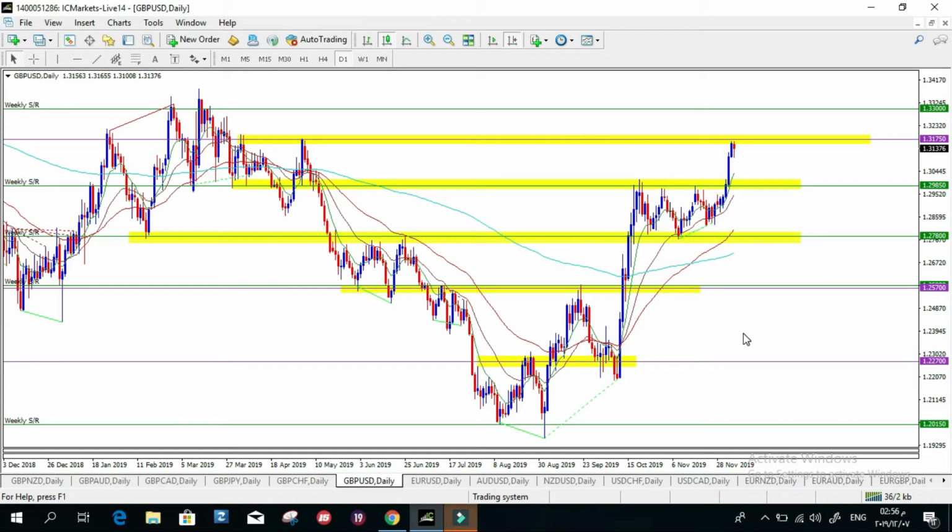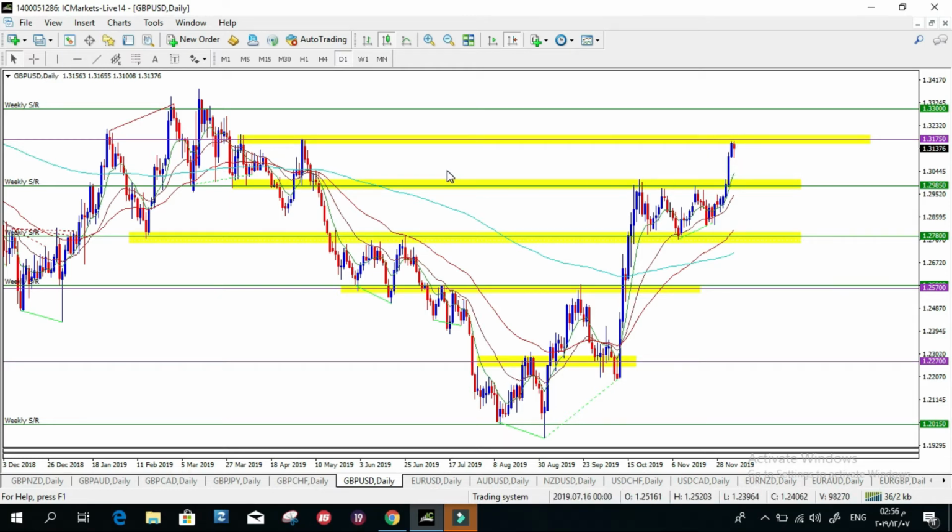Next we have the British Pound versus the USD. This pair has been trading for a while now in this tight range between 1.2985 resistance and 1.2780 support. But finally, during the last trading week, price managed to break higher from 1.2985 resistance as an uptrend continuation to go and test the next resistance zone at 1.3175.